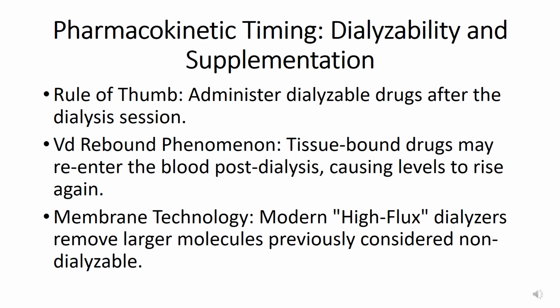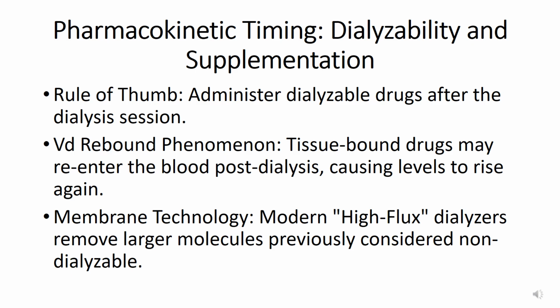Clinicians must consider the type of dialysis membrane being used. Drug dosing decisions should reflect current dialysis practices. Successful pharmacotherapy in dialysis patients requires careful attention to timing, dialysability, tissue redistribution, and dialysis technology. These factors work together to determine how much drug remains in the body. Understanding them helps maximize therapeutic benefit while minimizing toxicity and treatment failure.